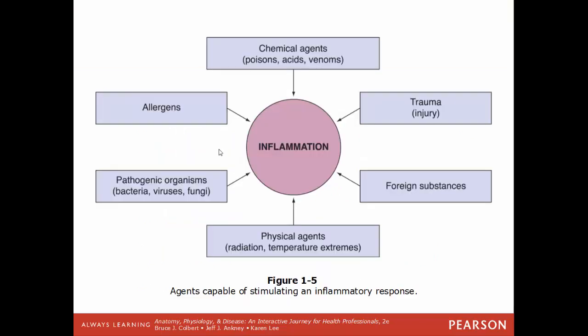All right, on this image, we have some various agents that are capable of causing an inflammatory response, such as poisons and acids and venoms up here, trauma or injury, any kind of foreign substance, physical agents, temperature extremes, radiation, things that cause disease, bacteria, viruses, fungi, and allergens. Any of these can stimulate an inflammatory response.